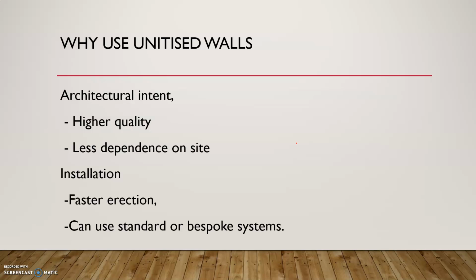Now, why do we use unitized walls? Again, architectural intent. This is a higher quality product, and it's not labor intensive. So this is mostly built in the factory, less dependent on site. Obviously, faster erection, and it can use a standard or bespoke system.